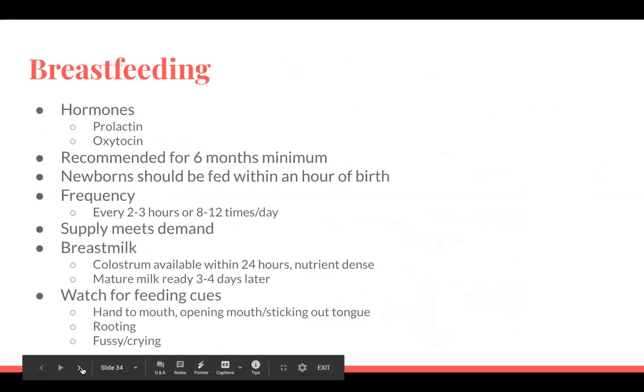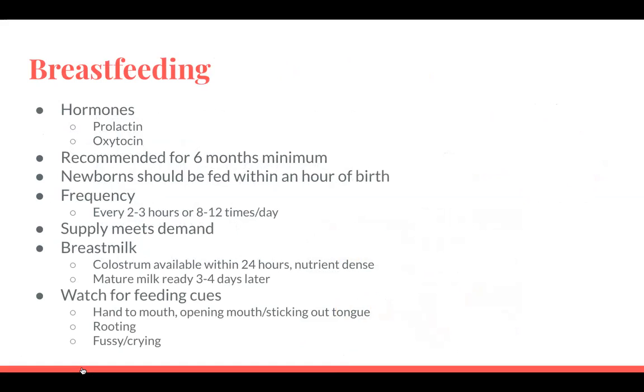All right, so breastfeeding. The hormones are prolactin and oxytocin. That's recommended for a minimum of 6 months, and this is the gold standard. Newborn should be fed within an hour of birth. And I would definitely know the frequency. I remember not knowing the frequency at one point. Every 2 to 3 hours, or 8 to 12 times a day. Write that down, do what you can. So the supply meets the demand.